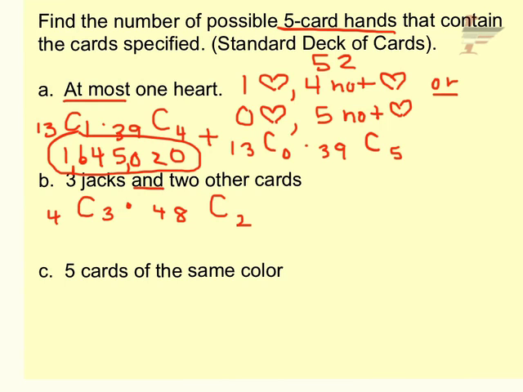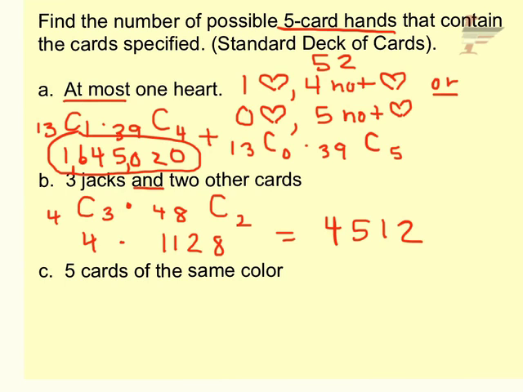Then when you type these on your calculator, 4 choose 3 is 4. And 48 choose 2 is 1,128. And when you multiply those together, you get 4,512 different ways.